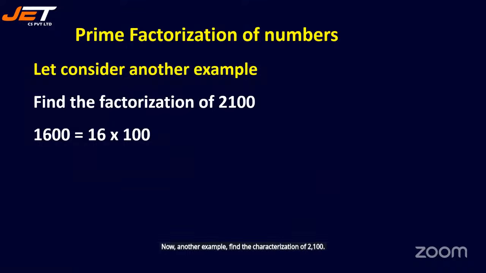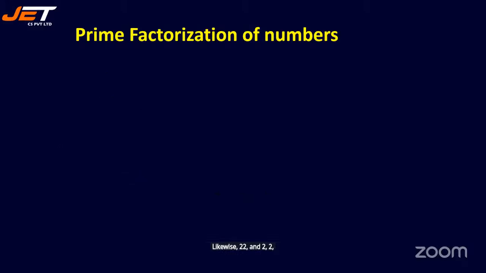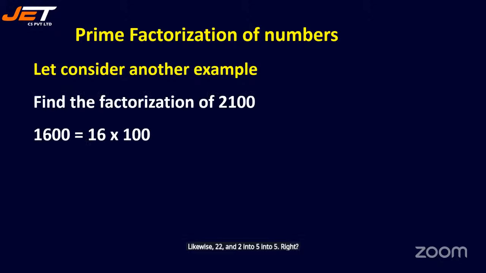Find the factorization of 1600. 16 into 100, that is 4 into 4 into 10 into 10. Likewise, 2 into 2 into 2 into 2 into 2 into 2 into 5 into 5. Right?